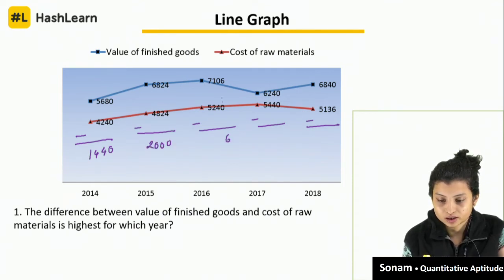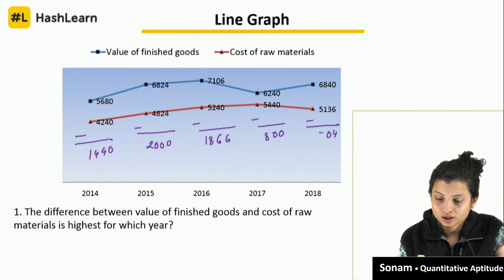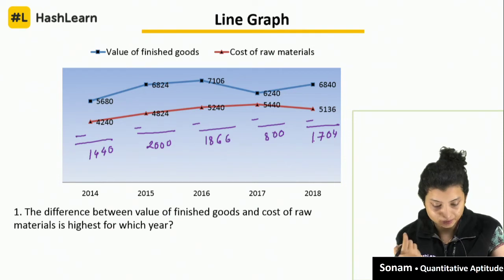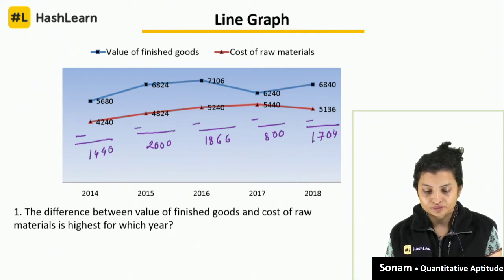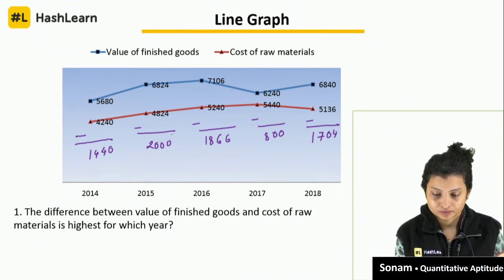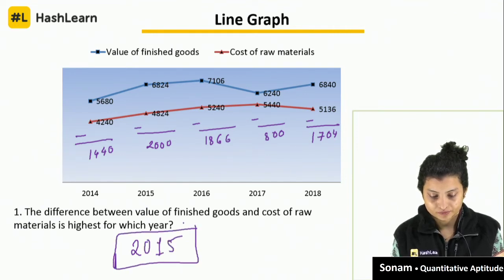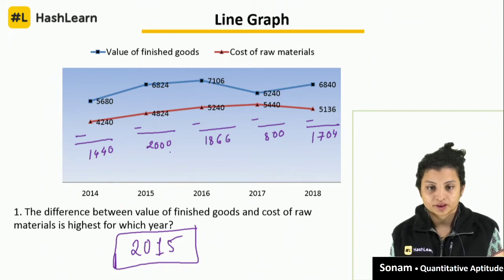Here it is 6. Then 10 minus 4 is again 6. Then 10 minus 2 will be 8, and then this will be 1. This is 0, 0, 8. And then this one 1, 4 will be here, then 0, then 7, then 1, right? So the difference between the value of the finished good and the cost of raw material is highest in which year? In this year. So in 2015, the difference is the highest, correct? This is the highest over here.